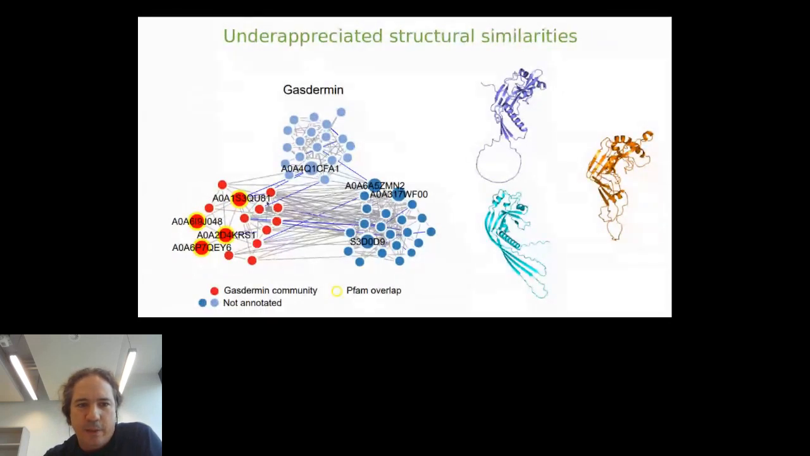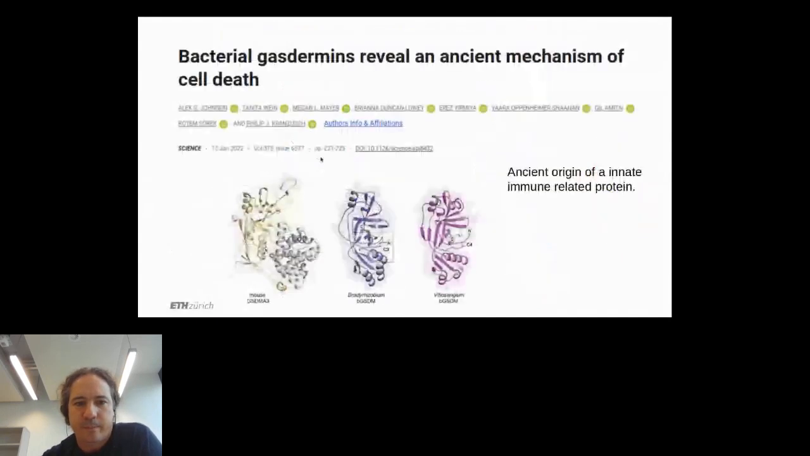So this is 3 clusters derived based on this type of analysis that are connected together. And some of these, the ones here in red, had annotations for a PFAM domain called the Gasdermin domain. And these other 2 did not have such annotations. So these are structurally similar to the PFAM domain called Gasdermin, but there are these other 2 clusters that are structurally similar, but don't have this PFAM annotation.